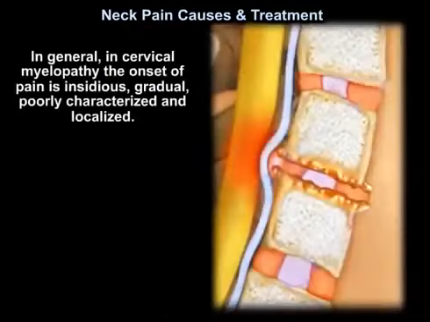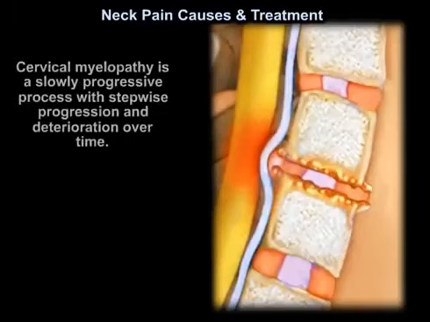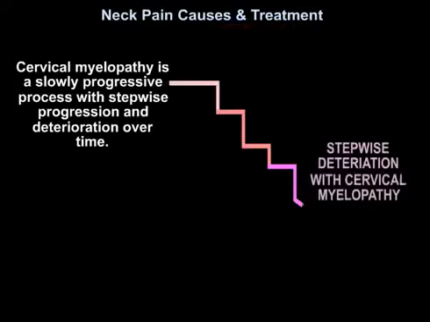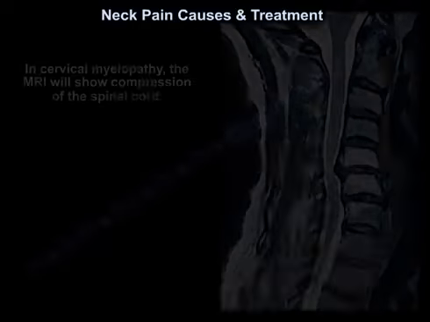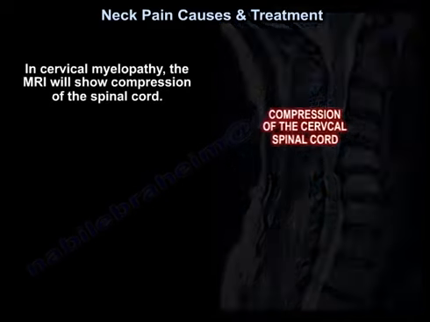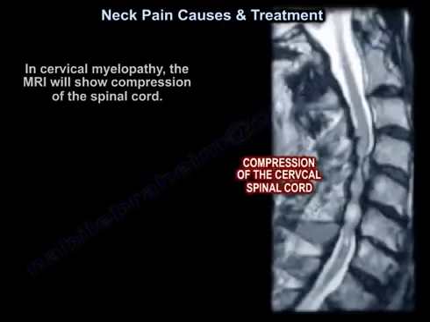In general, in cervical myelopathy, the onset of pain is insidious, gradual, poorly characterized, and localized. Cervical myelopathy is a slowly progressive process with stepwise progression and deterioration over time. In cervical myelopathy, the MRI will show compression of the spinal cord.